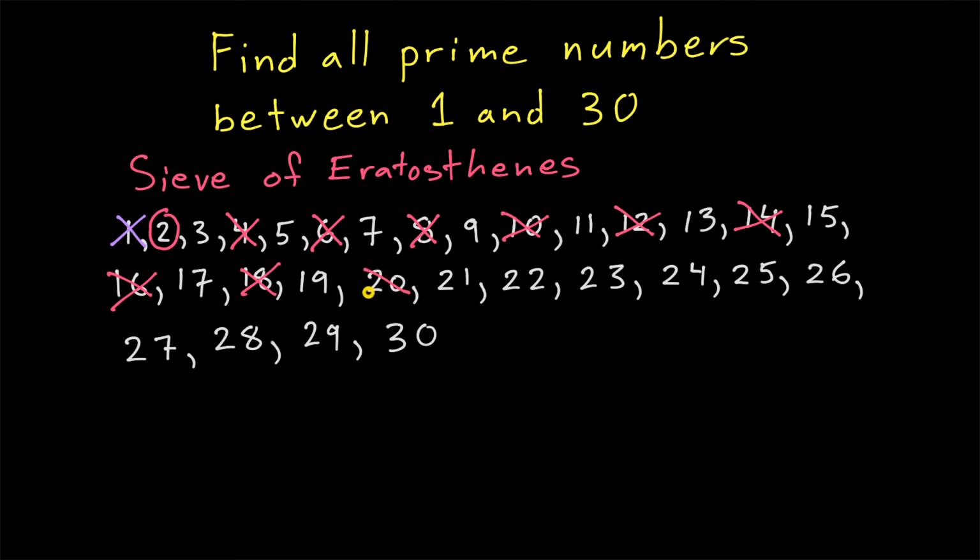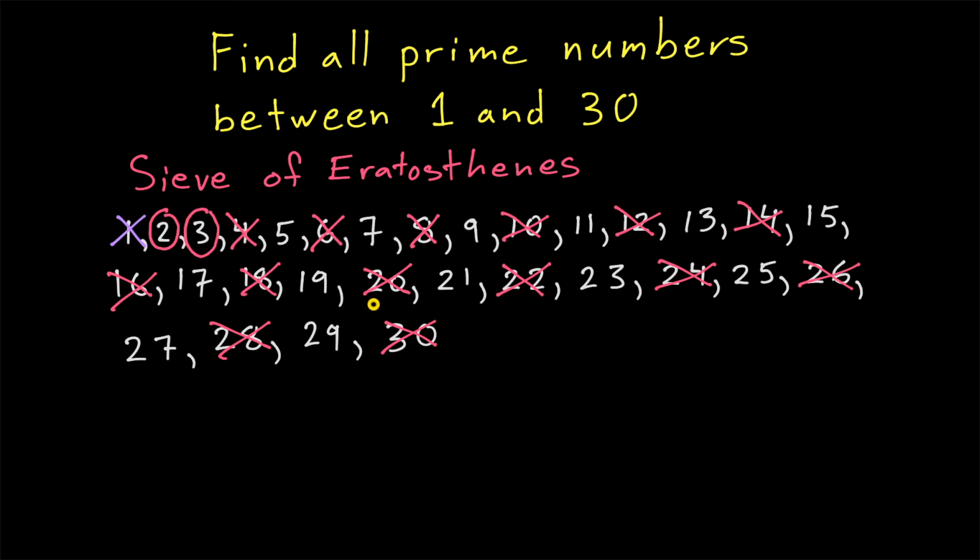Essentially, when you're starting off with 2, you're going to cross out all the even numbers. So just go ahead and cross out all the even numbers from your list. Now, the next part of the sieve is go to the next number that is not circled or crossed out. In our case, that number is 3.